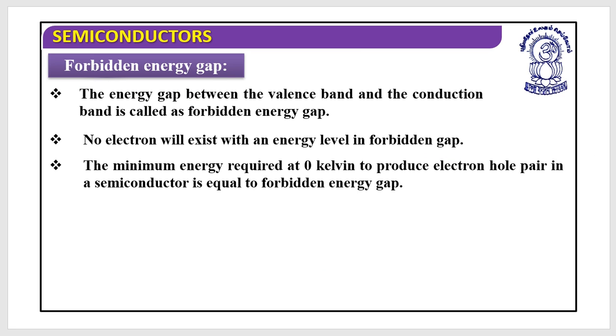Now let's look at what the forbidden energy gap is. The forbidden energy gap is the energy gap between the valence band and the conduction band. No electron will exist with an energy level in the forbidden gap, and the minimum energy required at 0 Kelvin to produce an electron-hole pair in a semiconductor is equal to the forbidden energy gap. I hope this is clear.